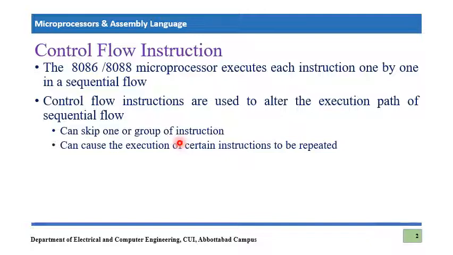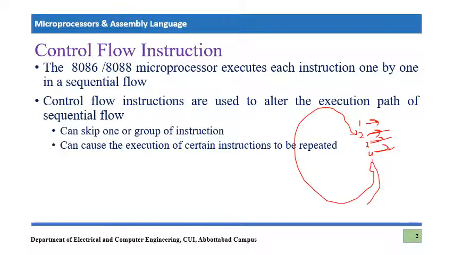Furthermore, it can cause execution of certain instructions to be repeated. For example, we know that we are going in this flow. Let me draw instruction 1, then instruction 2, then instruction 3, then instruction 4, right? And somehow there was a break, and it leads back to instruction 2. So the program will repeat instruction 2, instruction 3, instruction 4, and again it will repeat.